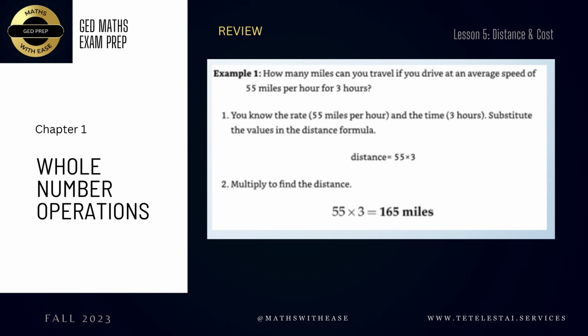So here's an example asking you to figure out how many miles you can travel if you drive at an average speed of 55 miles per hour for 3 hours. Okay. So you know that you're driving 55 miles per hour, and that the amount of time that you spent driving is 3 hours. So all you would need to do is substitute the values given to you in your question into the formula. So this is our D equals RT, right? So we know that distance equals rate times time. We know the rate, which is 55 miles per hour. Excuse me, we know the time, which is 3 hours. 55 times 3 is 165 miles. And that's the distance that you traveled, okay?